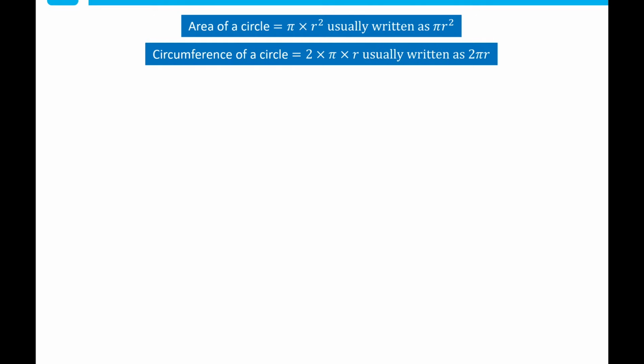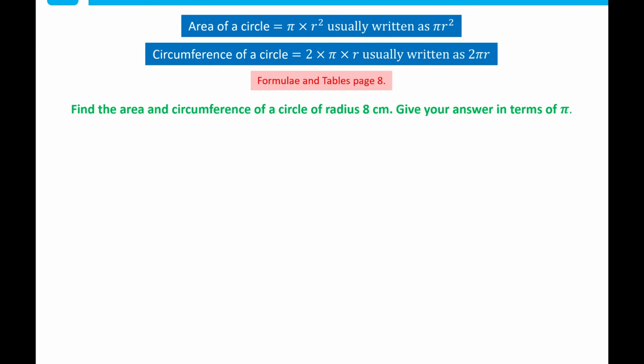Okay, let's look at a few example questions. Find the area and circumference of a circle of radius 8 centimeters and give your answer in terms of pi. Whenever we are solving for the area of a shape, the first thing we do is write down our formula for that area. In our case, the area of a circle is equal to pi times r squared. Substituting in the values that we know, we get pi times 8 squared, which gives us 64 pi. And our unit is centimeters squared.